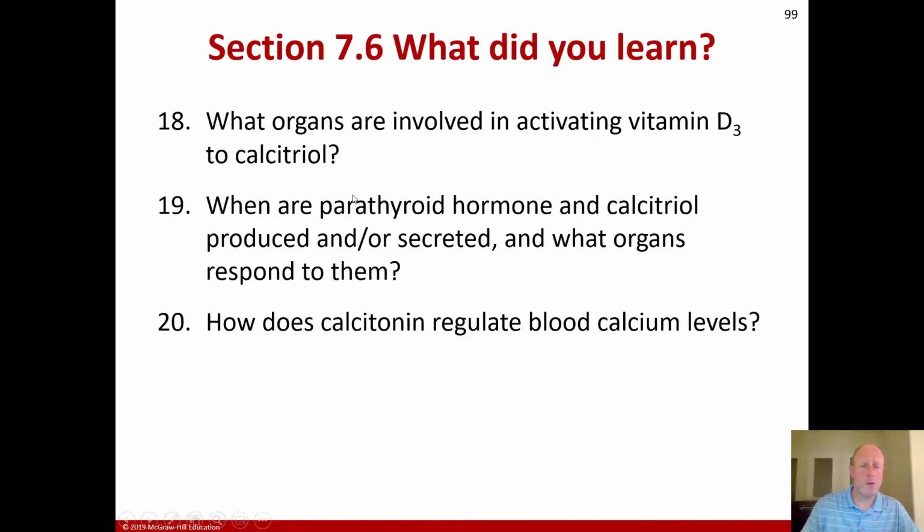So, what did you learn? What organs are involved in activating vitamin D3 to calcitriol? You should be able to answer that now. When are the parathyroid hormone and calcitriol produced and secreted, and what organs respond to them? And how does calcitonin regulate blood calcium levels?